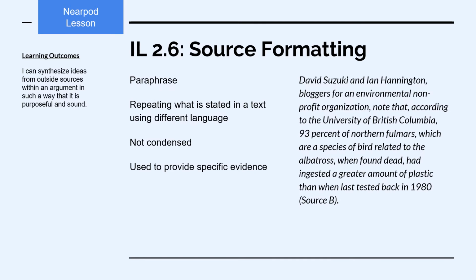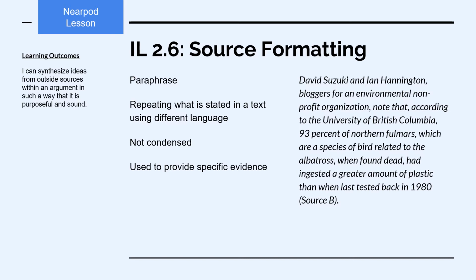Lastly, we have paraphrased evidence. That's where you repeat what is stated in a text, but using different language. Paraphrase differs from summary in that it's not condensed at all. Whenever you do a paraphrase, it should be a phrase by phrase, sentence by sentence, rewording, rephrasing of what is stated, not condensed down from a much larger paragraph or whole page or something like that. Paraphrase is used for the same reasons that direct quotation is used, in that it can provide specific evidence for what you're talking about. And here's my example.